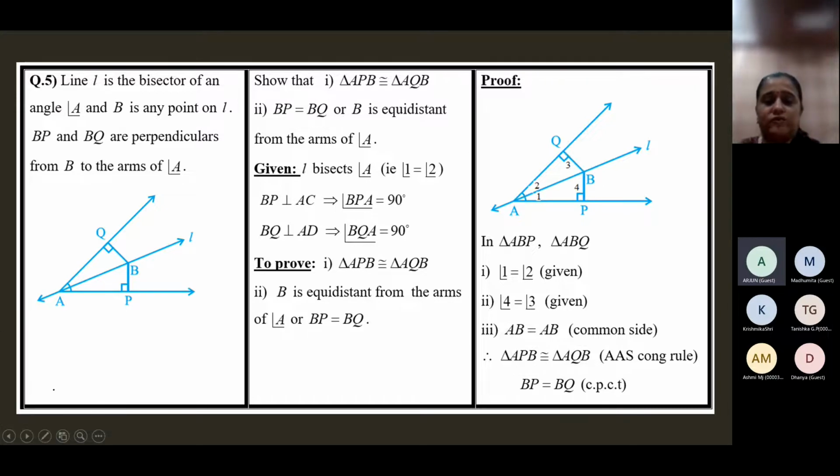Go through the proof. If you have any question, you can ask me. I had already asked you to write down all this in your notebook. If you have not written, you'll have to complete it today. Please mark C and D in your book, if you've already done this proof.